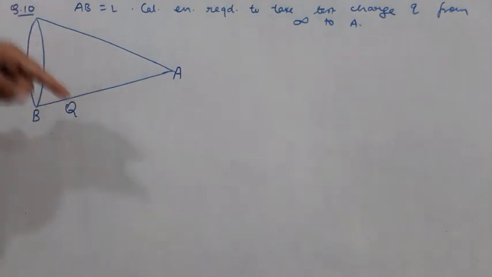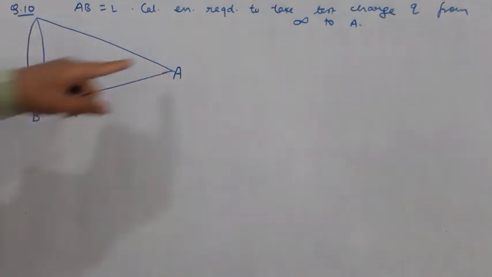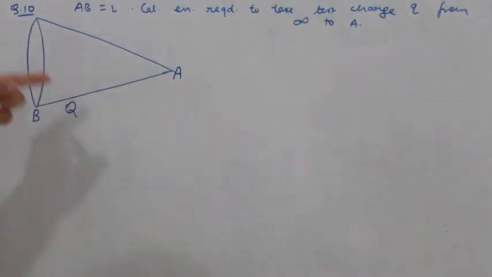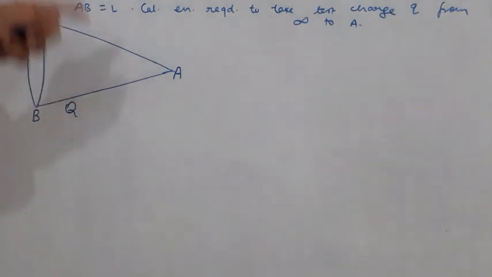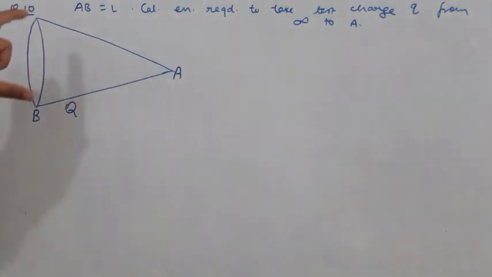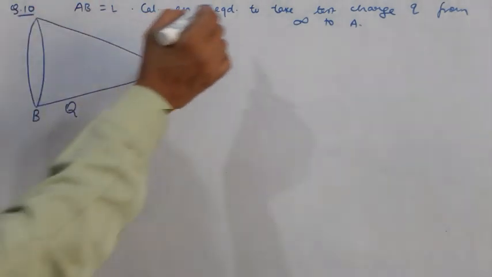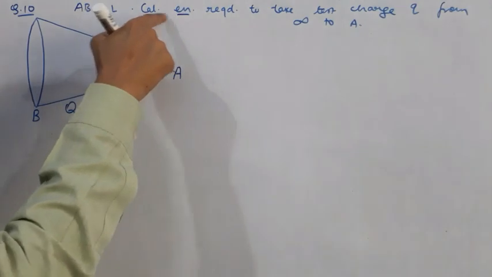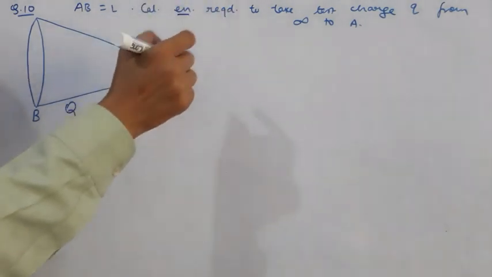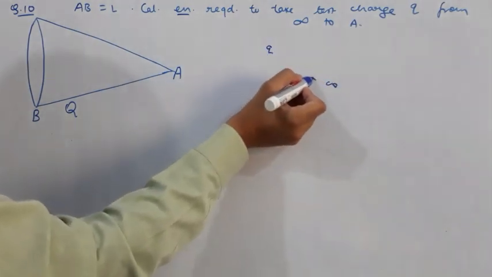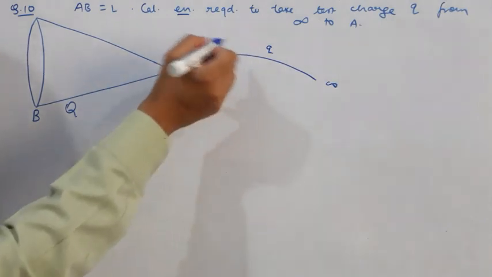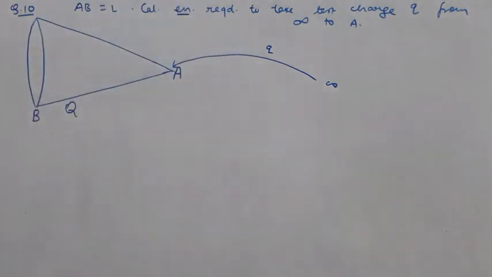Here we have a cone given whose slant height is L, AB is equal to L, and charge Q is distributed on its sloping surface, the lateral surface you can say. The curved surface of this insulating cone has a charge Q distributed uniformly over it. The question is, we have to find the energy. Calculate the energy required to take a test charge q from infinity to A. We have to bring a test charge q from infinity to this point A. And for this, how much energy is required or how much work is to be done, both of them will be the same.